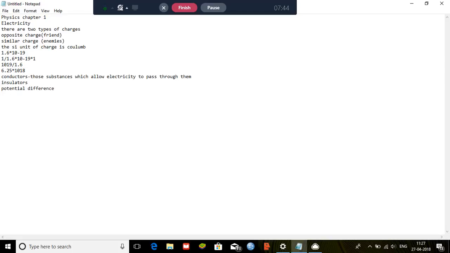So the formula is V equals W divided by Q. V is potential difference, equal to work done upon Q, where Q is charge moved. So now you will get a clear picture. What is potential difference? The potential difference between 2 points in an electric circuit is defined as the amount of work done in moving a unit of charge from one point to another.